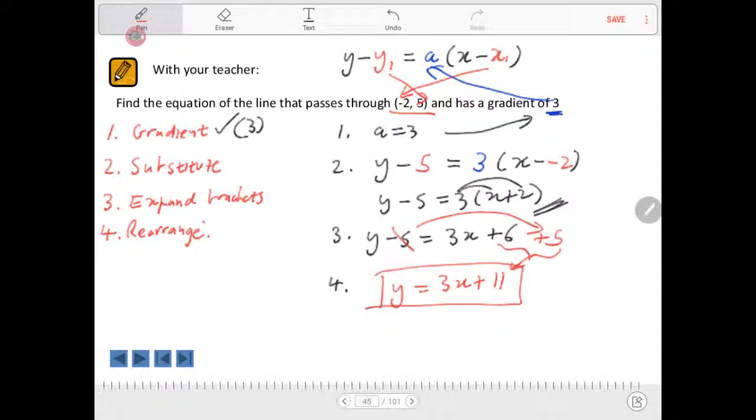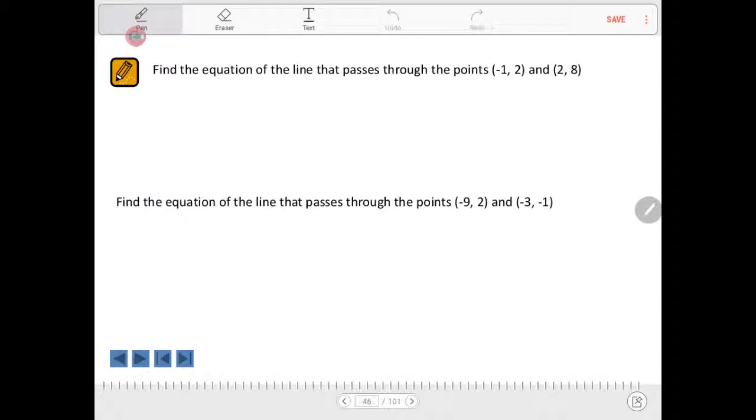Now I'll go straight to the next example on the next page and show you that. Now these are very similar, these two questions, except the first part where you find the gradient, you're not given the gradient, you need to find the gradient from the 2 points. So we'll stop this video here, and in the next video I'll show you how to do this one.